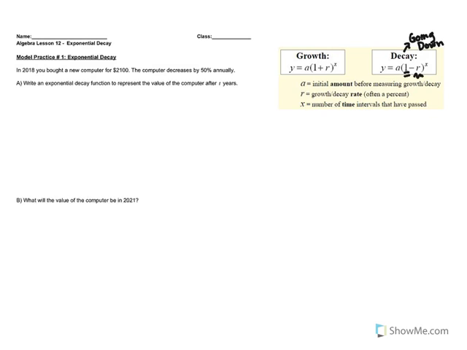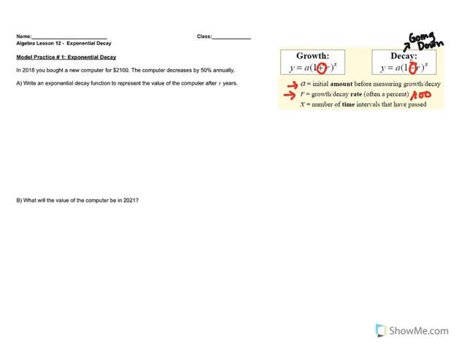So the difference between the equation that we used in the previous lesson for exponential growth and the equation that we're using now for exponential decay is that instead of adding our rate, which we did in the last lesson, we're going to be subtracting the rate when we are talking about something that is decaying exponentially or going down exponentially. But everything else remains the same. A is still our initial amount, whatever you're starting with. R is still our rate divided by 100. And X is the time.